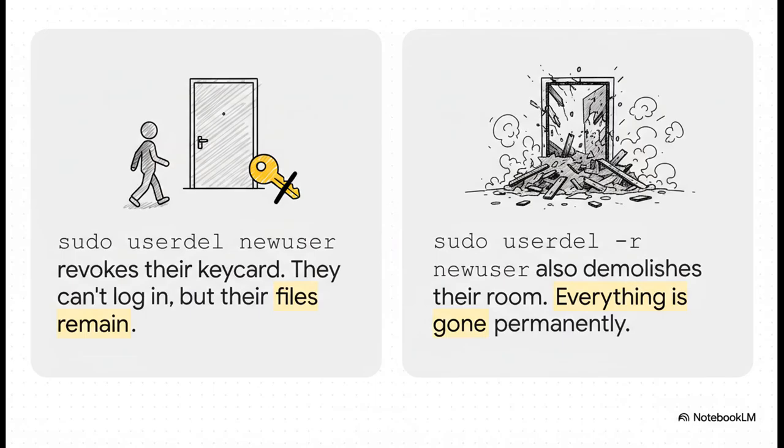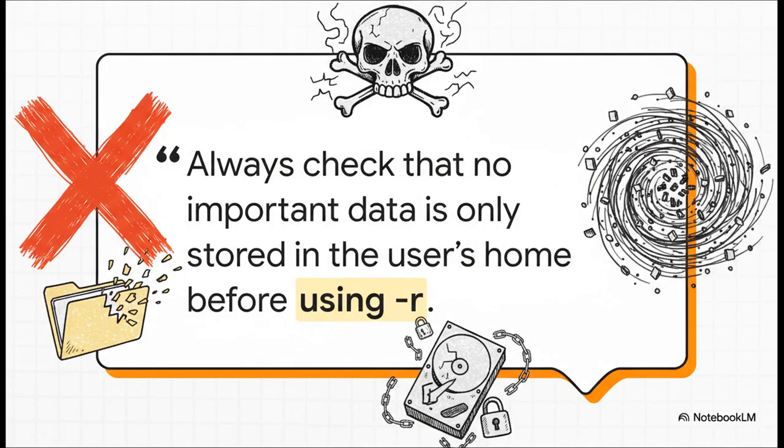If you just run sudo userdel newuser, you're basically just revoking their keycard. They can't log in anymore, but all their stuff, their files, their data, it's all still sitting in their room. But if you add that little -r flag, you're not just deleting their account. You are demolishing their room and absolutely everything inside it. It is gone forever. This is so final, so potentially destructive, that the source material calls it out with this direct warning: always check that no important data is only stored in the user's home before using -r. Seriously, before you ever type that -r, you have to be 100% certain that there is nothing of value left behind, because there's no undo button on this one.